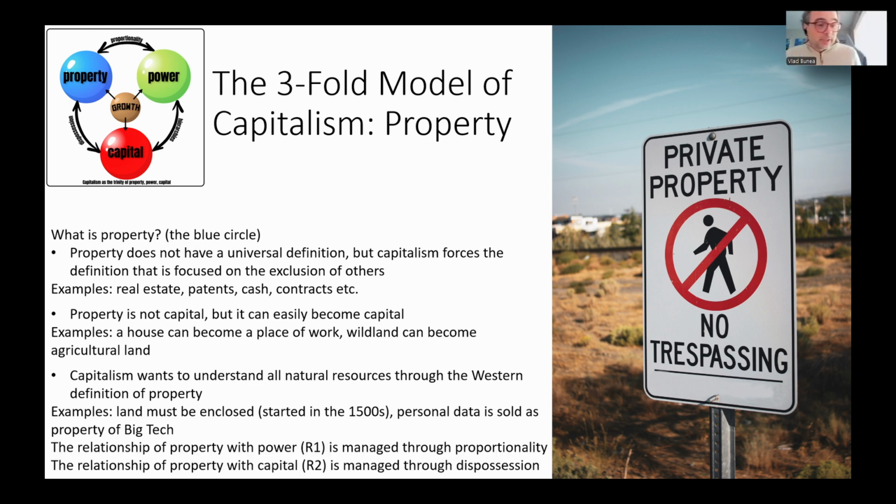Now let's talk about the relationships between power and property. They are managed through the doctrine of proportionality. And the relationship between property and capital is managed through the doctrine of dispossession, which is one of the double arrows you can see on the left. So this is how property links with the other elements.